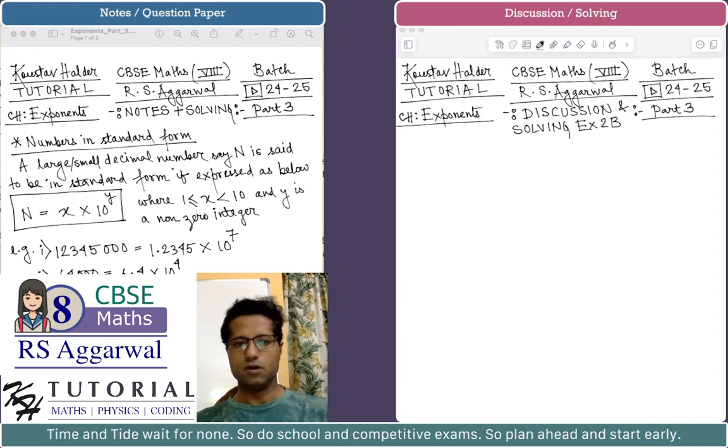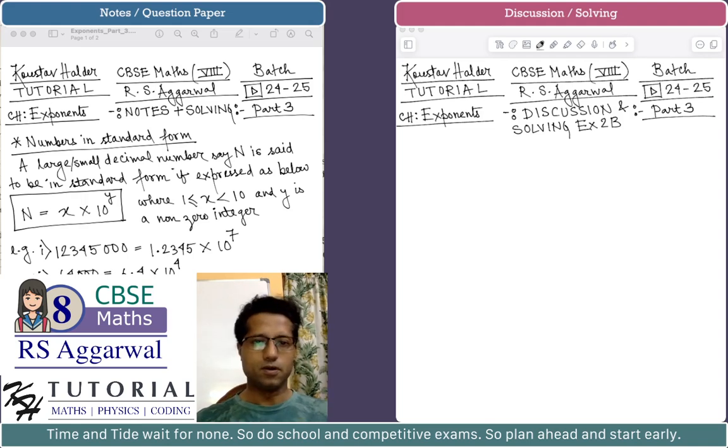A large or small decimal number, say n, is said to be in standard form if expressed as below. If n is expressed as x multiplied by 10 to the power y, this 10 to the power y is an exponential form. So a number in standard form is expressed using the concept of exponents, where x is a decimal number that is greater than or equal to 1 and less than 10.